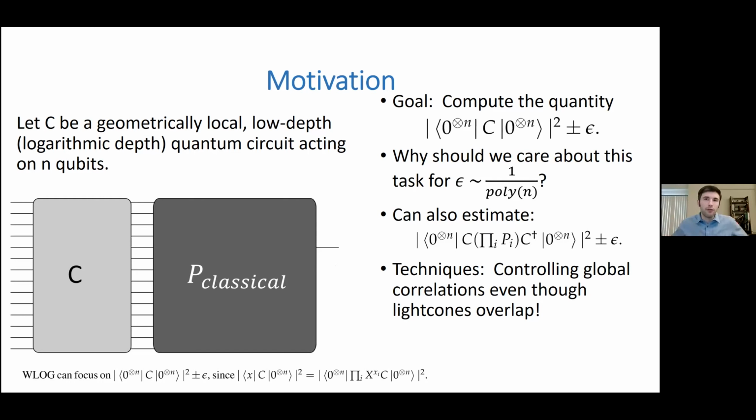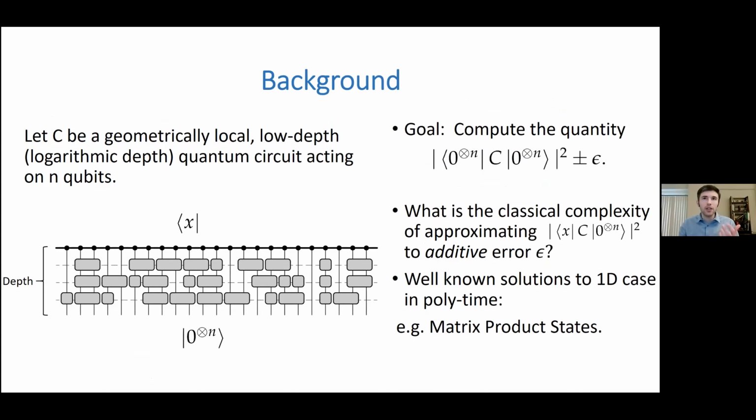And then a final reason to be interested at the level of techniques. In order to estimate these quantities, we are somehow controlling something about, or computing something about, global correlations of all n output wires of this circuit, even though the light cones of those output wires overlap quite substantially. And I'll say later on what a light cone is. Okay, so that's some motivation.